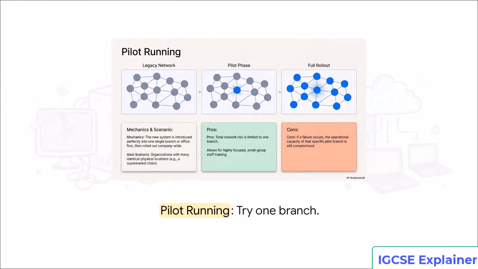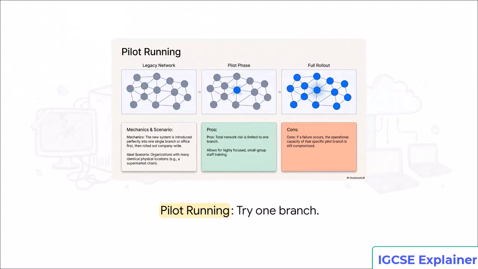Now, if parallel running is just too expensive, a great geographic compromise is pilot running. The new system is introduced perfectly into one single branch or office first, and then, once it's totally proven, rolled out company-wide. The pro is that your total network risk is limited to just that one branch, and it allows for highly focused small group staff training.